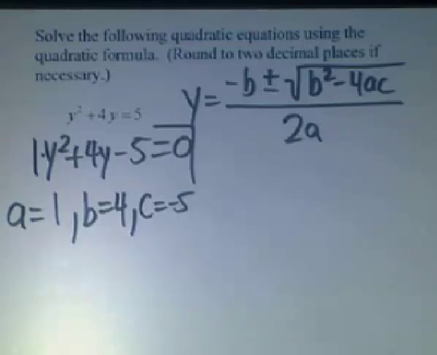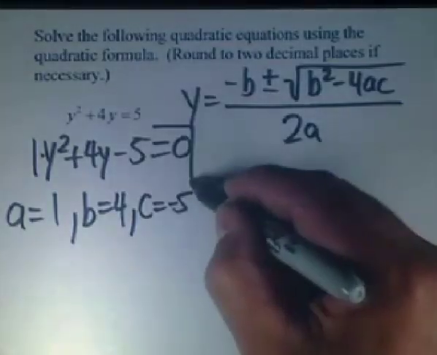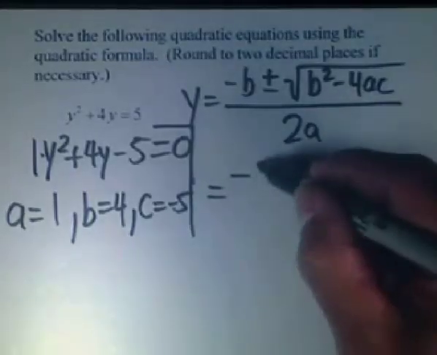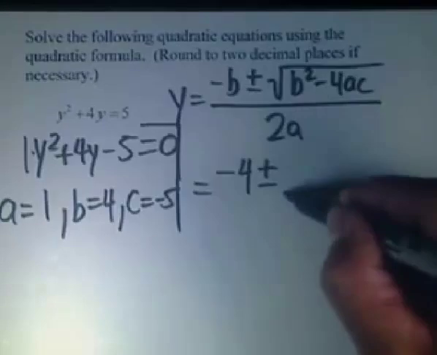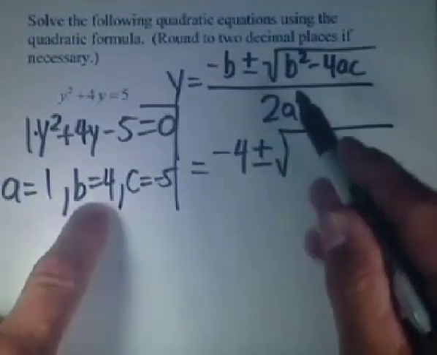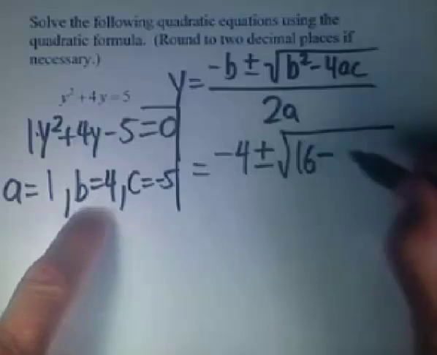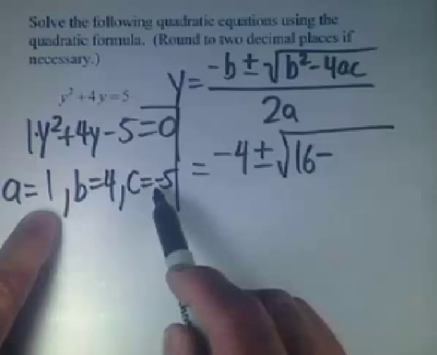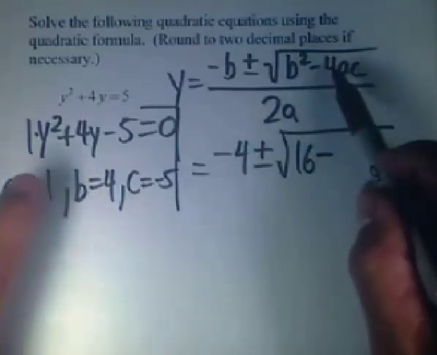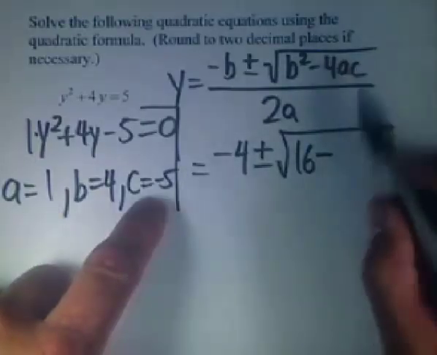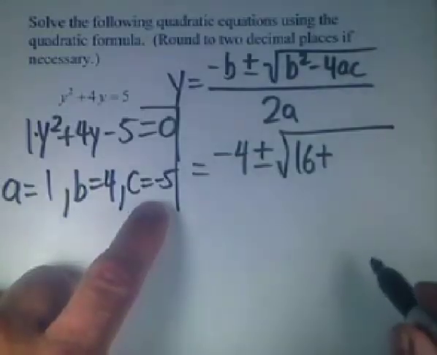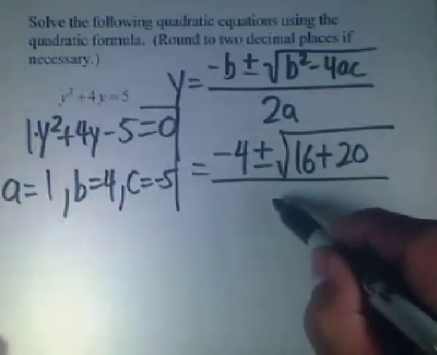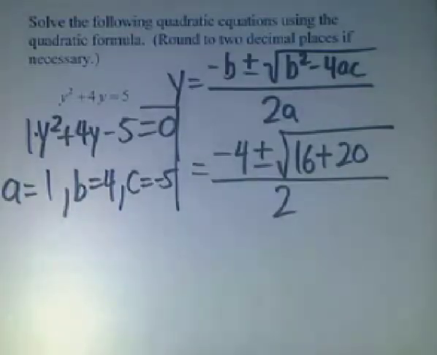So we can now take these values, plug them into the quadratic formula we see on the right here. So y is equal to a negative b, which is a negative 4, plus or minus the square root of b squared, 4 squared in this case, just write that as 16, minus 4 times a times c. Now be careful of our signs here. We have a negative 4 times a positive 1 times a negative 5. That actually gives us a positive value, a positive 20 for this problem, all over 2 times a. Being 1, we have 2.